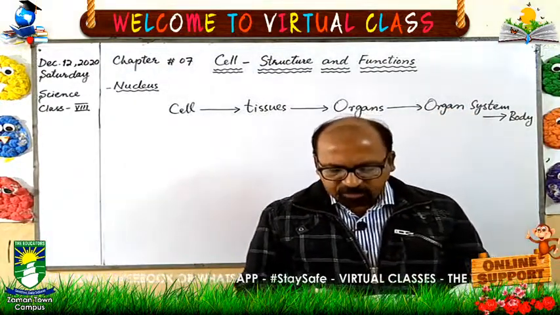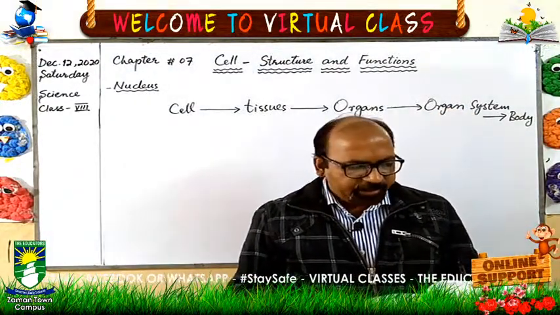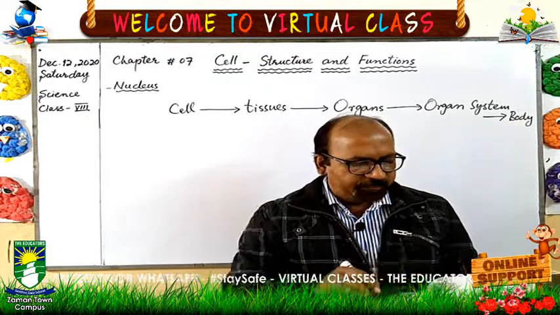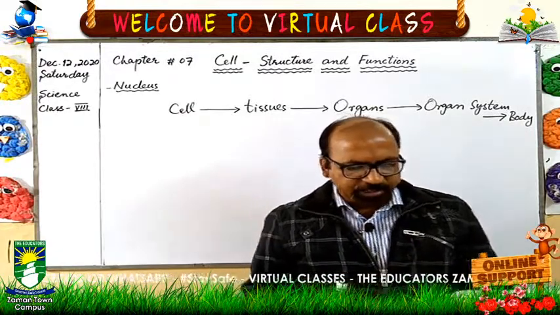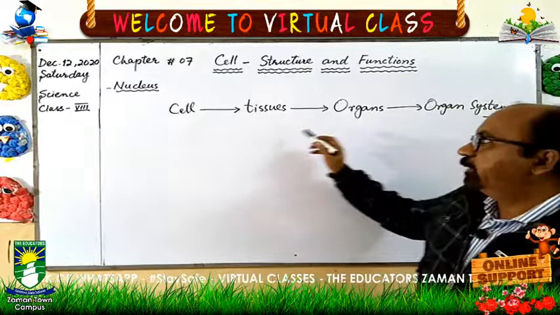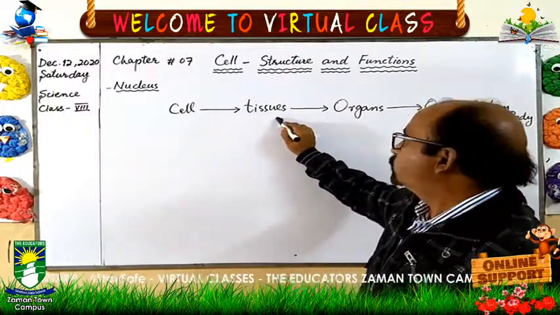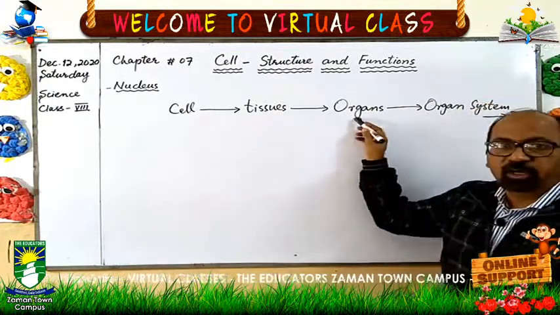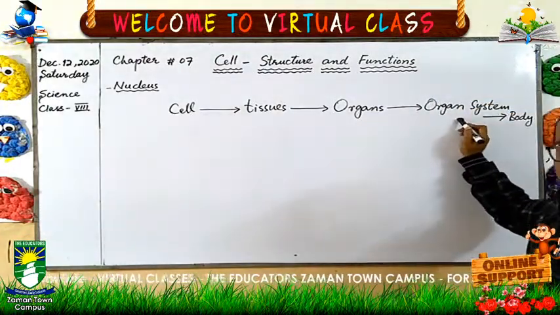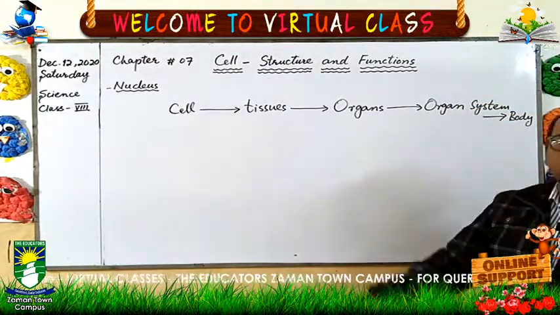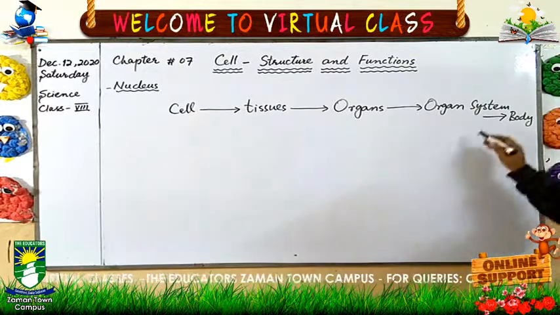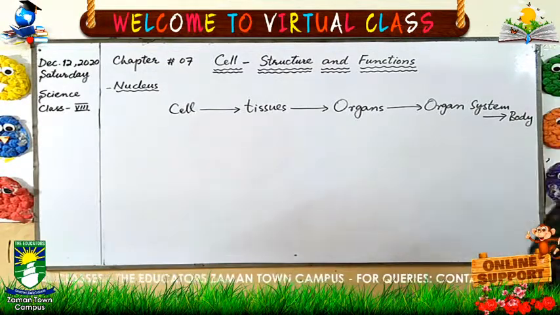So at page number 93 of your book, you will read these 2-3 paragraphs, and then you will definitely understand how a group of cells make tissues, a group of tissues make organs, different organs working together make an organ system, and different organ systems working together make the body.